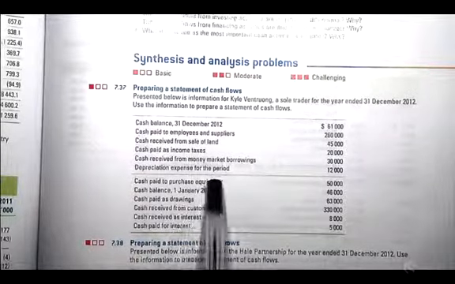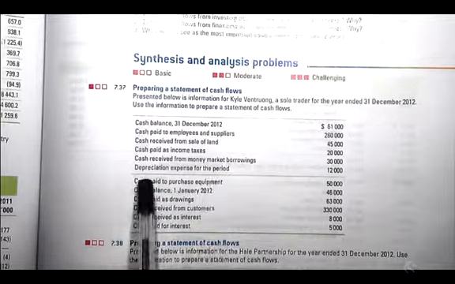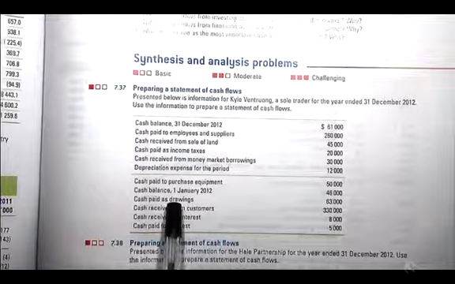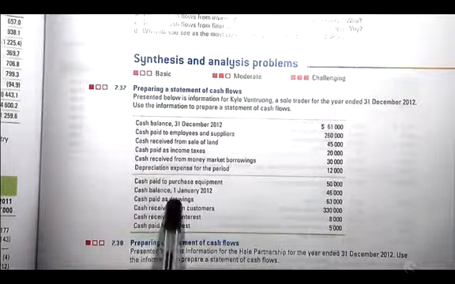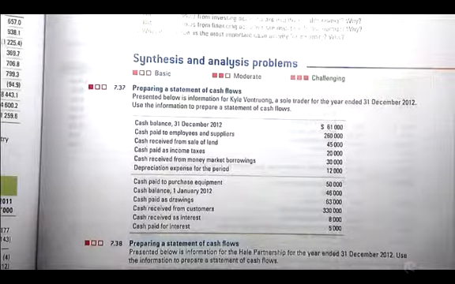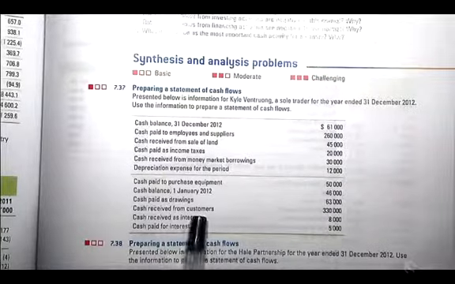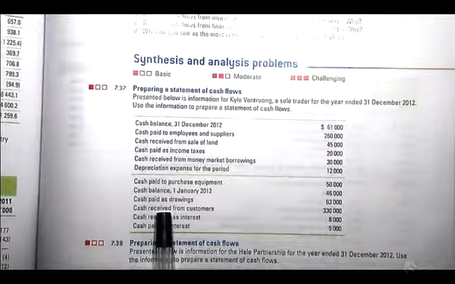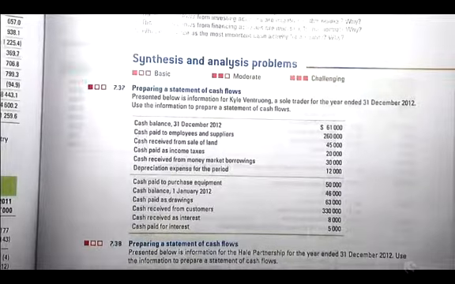Cash paid to purchase equipment, long-term asset, cash outflow under investing activity. Cash paid as drawings. The drawings means anything that the owner takes out of the business. So we're paying the owner $63,000 cash. Now that is an outflow under financing activities because it's money that goes back to the financer, the owner. Cash received from customers. Now this is a result of credit sales and therefore is recurring in nature. It's an inflow of cash under operating activities.